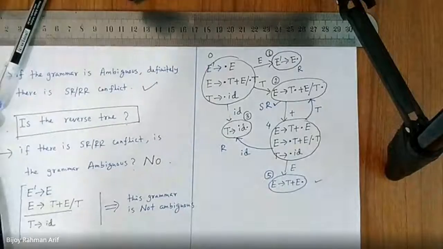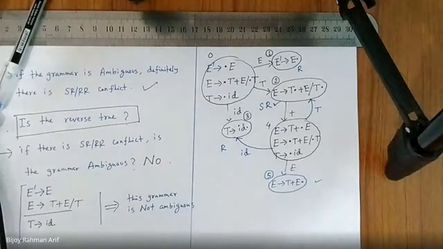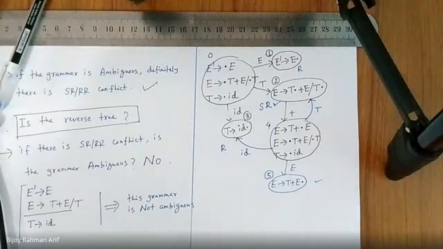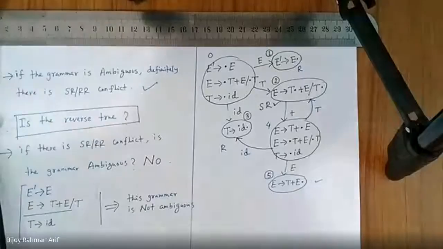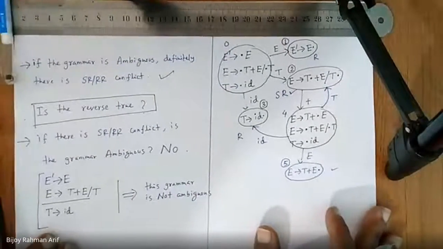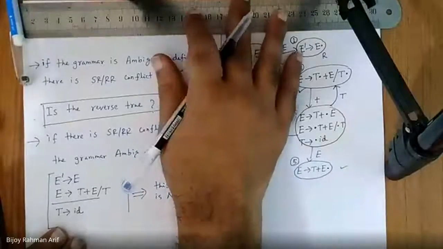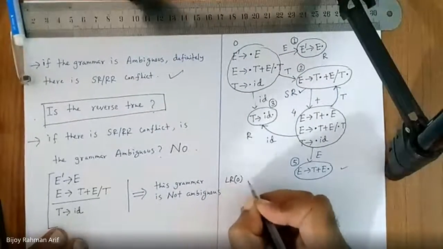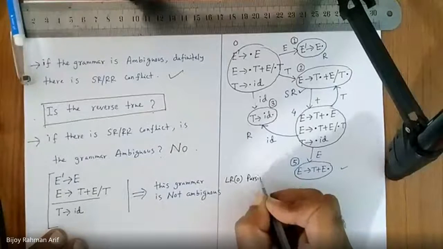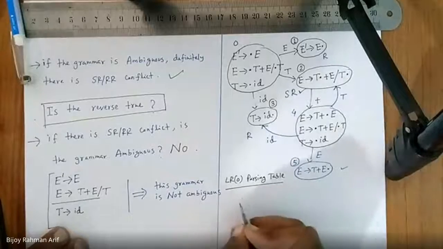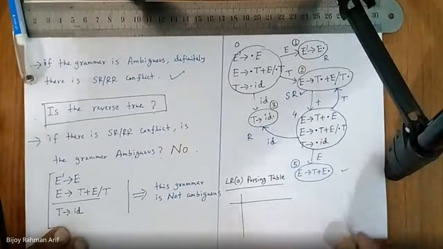Now what is the problem? Why, though the grammar is not ambiguous, can we not have any LR0 parsing? We don't have any LR0 parser. What's wrong with this? Tell me. What do you think? What is the problem? So let's draw the LR0 parsing table. What will be the LR0 parsing table?